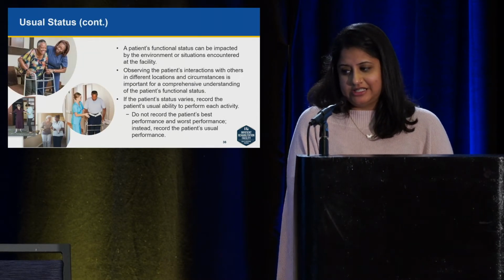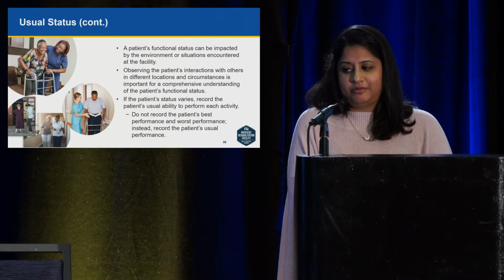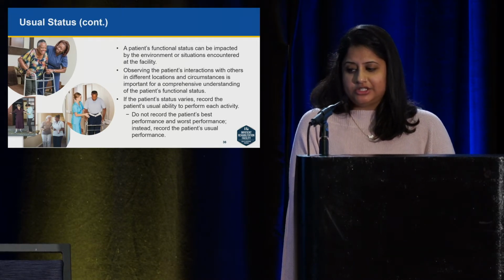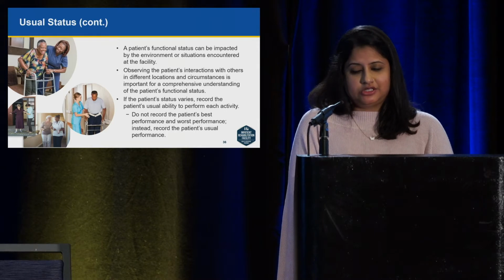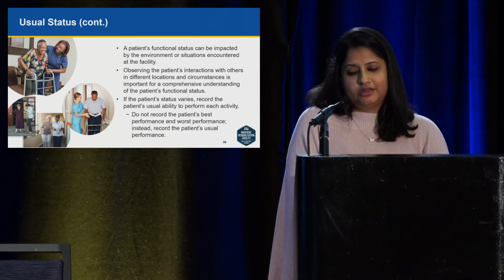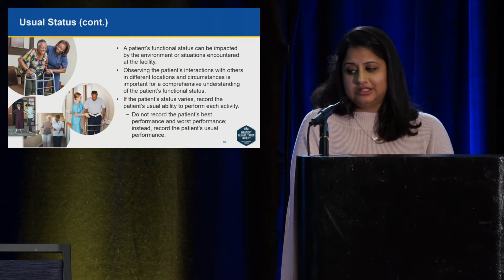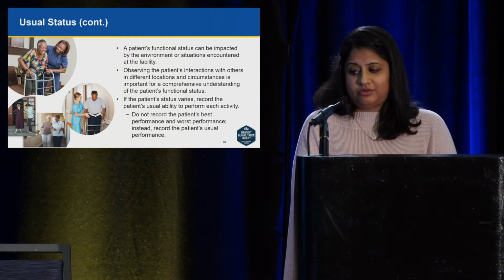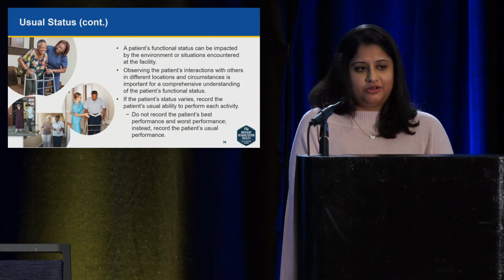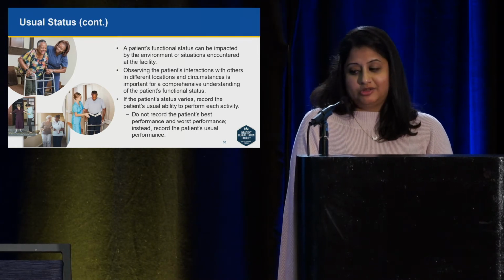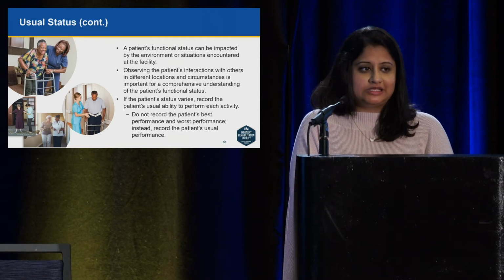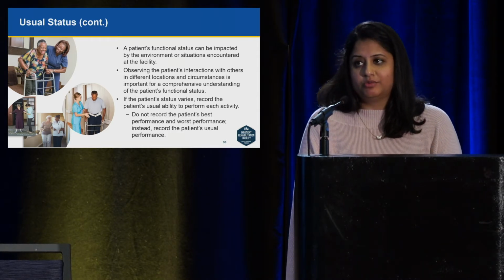Patient's functional status, as I just mentioned, can be impacted by the environment or situations encountered at the facility. Observing the patient's interactions with others in different locations and circumstances is important to get an overall understanding of the patient's functional status. If their status varies, record their usual ability to perform each activity. And I know this can sometimes cause some consternation, but we say do not record the best performance or the worst performance, instead record the patient's usual performance.